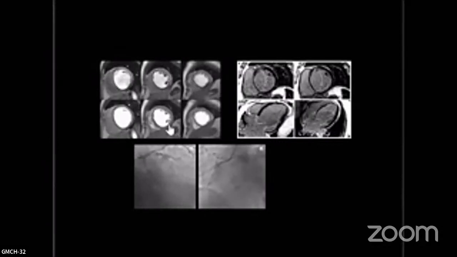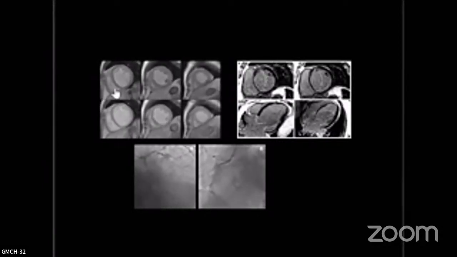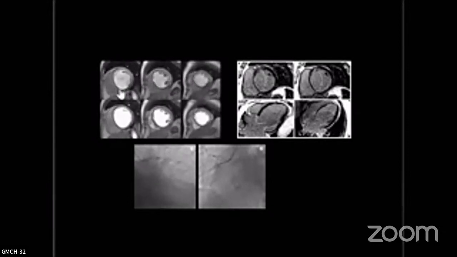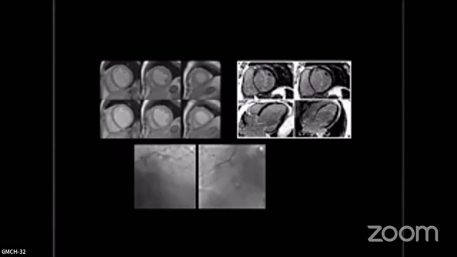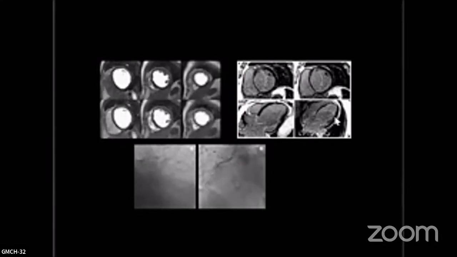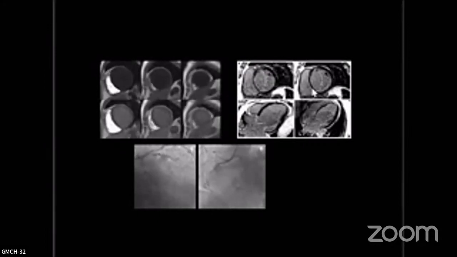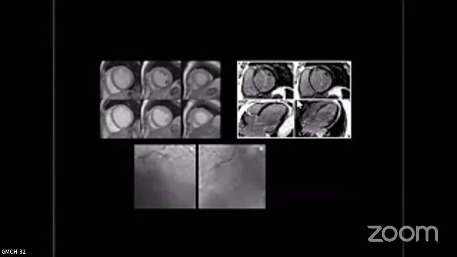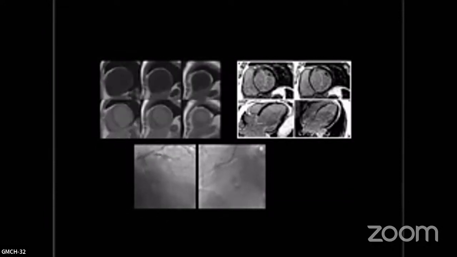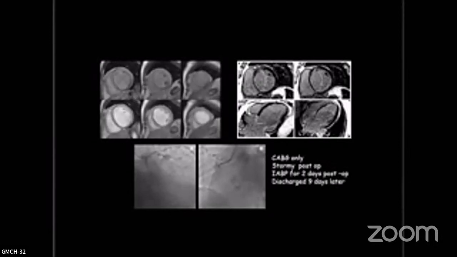The stress perfusion scan shows perfusion defects in the anterior, septal, and inferior segments. Tissue characterization shows no significant amount of subendocardial scar. So again, this points to there likely being some coronary disease. And this led us to perform the coronary angiogram, and he had severe 3-vessel disease.